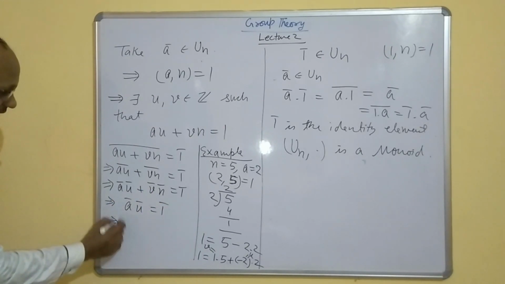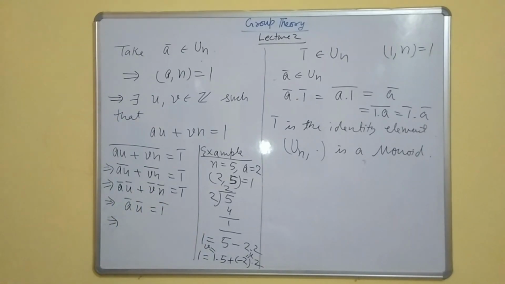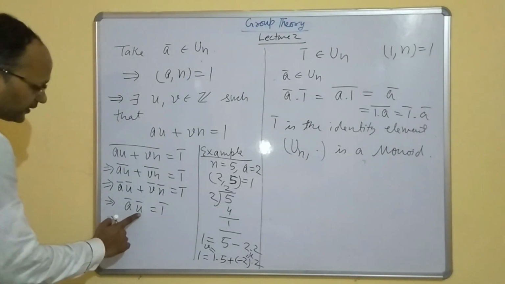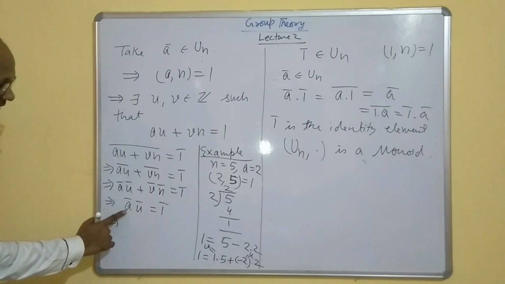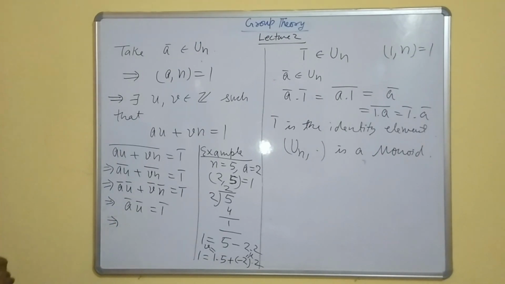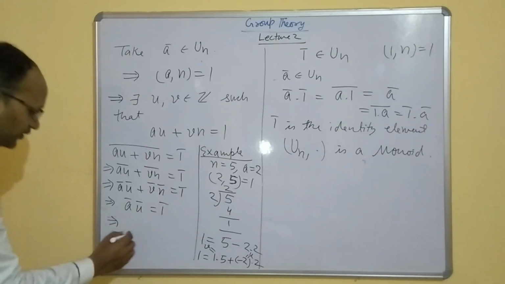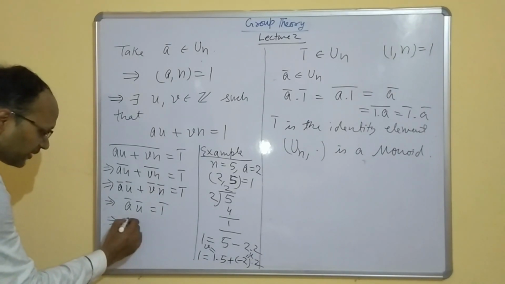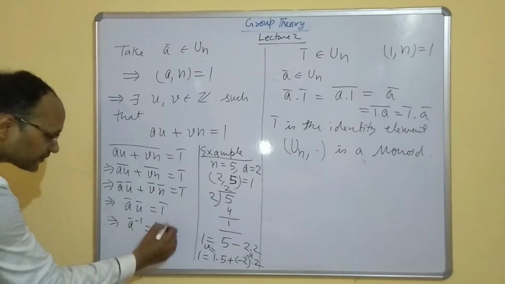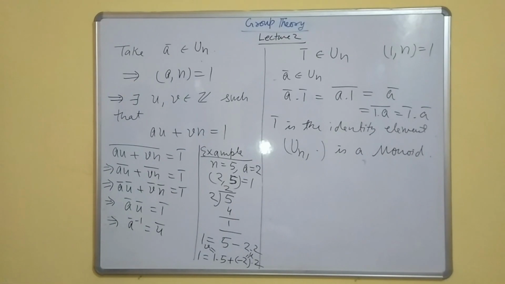So it means a bar into u bar is 1, and a bar into u bar is 1 means that u bar is the inverse of a bar. So a bar inverse is u bar. Now one more thing: the inverse is u bar, but whether this inverse belongs to Un or not.